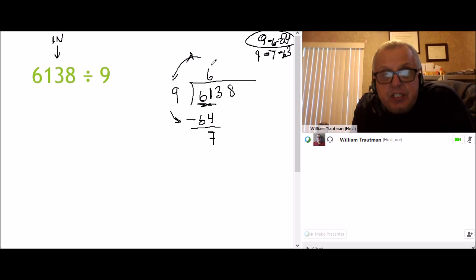Bring down the next number. Do you see, I didn't put a 0 in this first spot, but you could have. 9 goes into 6 0 times. It doesn't matter if you do, just as long as you line up the next number. I bring down the 3, and I ask, how many times does 9 go into 73?